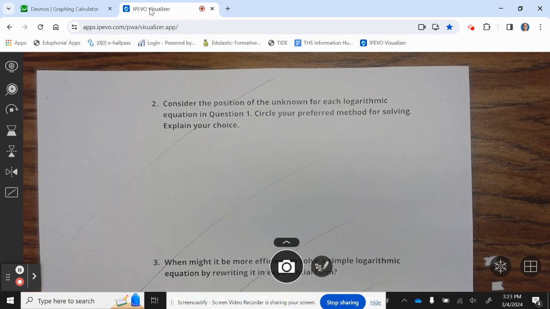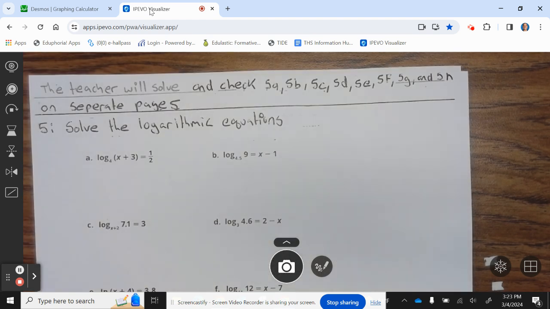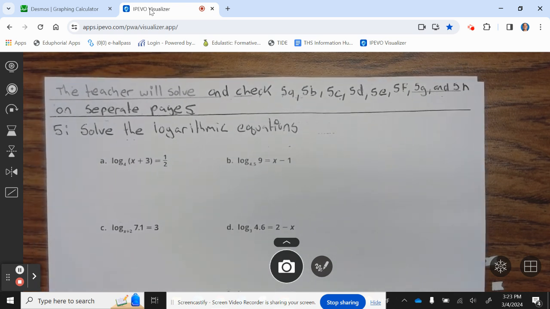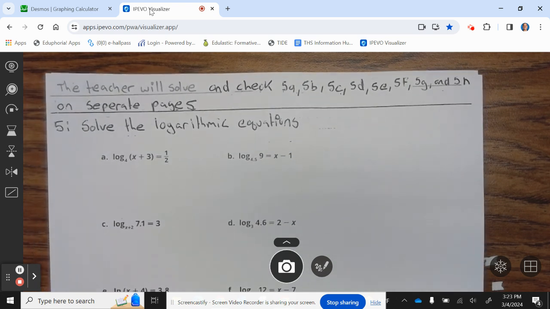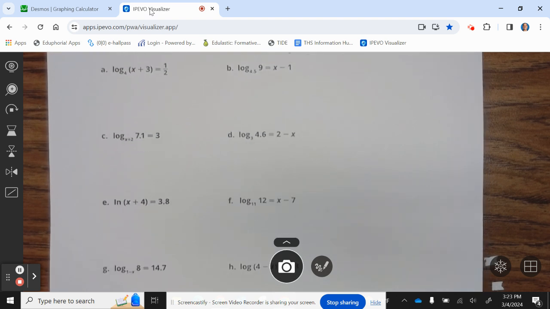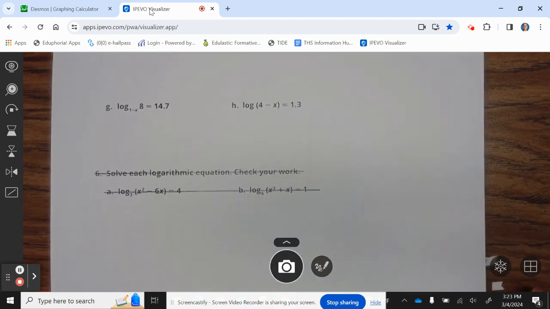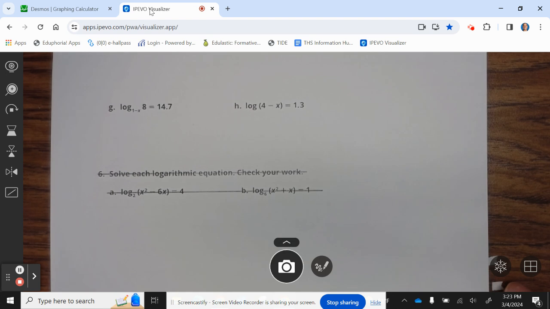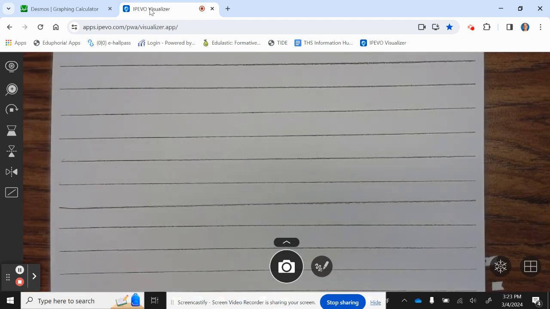Go ahead and mark out that page. The teacher will solve and check 5A, 5B, 5C, 5D, 5E, 5F, 5G, and 5H on separate pages. Go ahead and mark out 6A and B. All right, let's take a look at 5A.